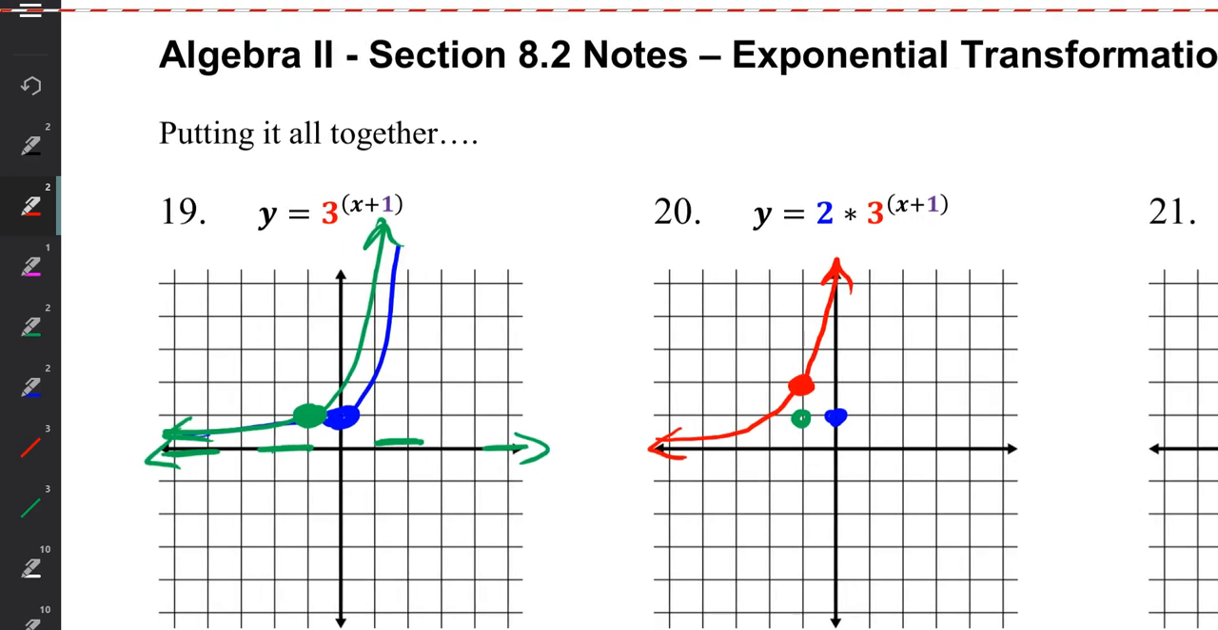All right, over here. So now, our original parent function was the blue dot. Our left shift was the green dot. Our stretch vertically is the red dot. And now I have to deal with the -4. Where does the -4 go? Down 4 from where? From which dot? From the red dot. So from the red dot go 1, 2, 3, 4, and you got the black dot.